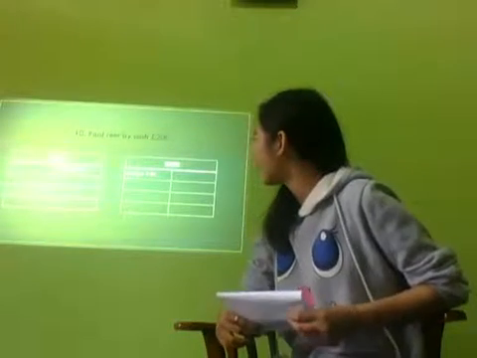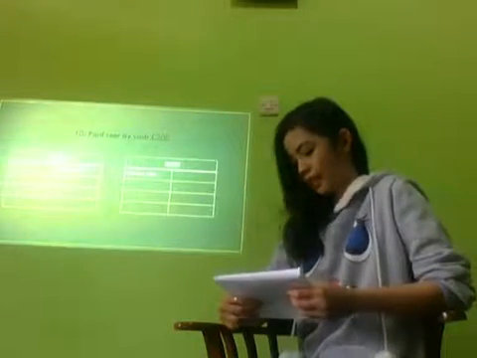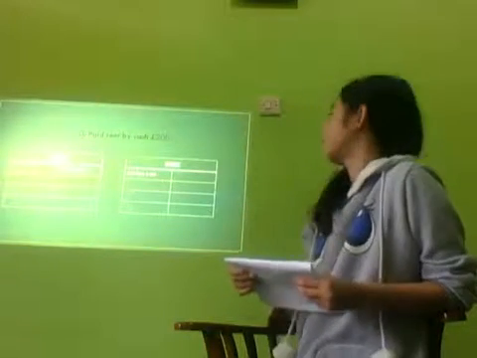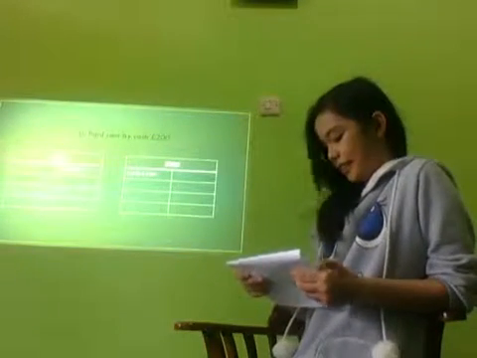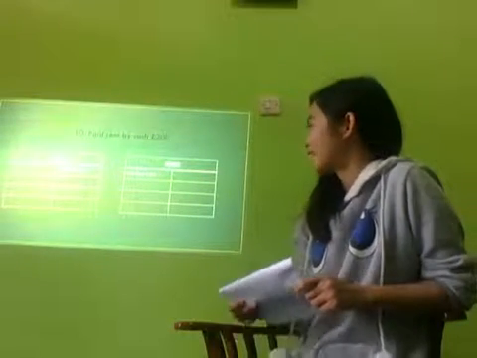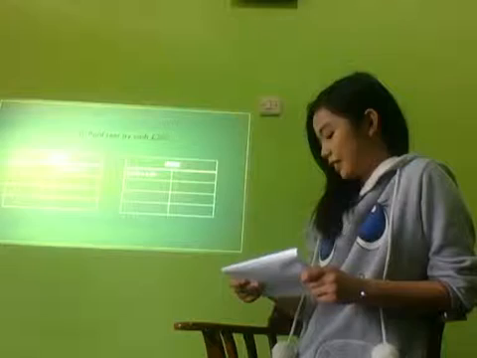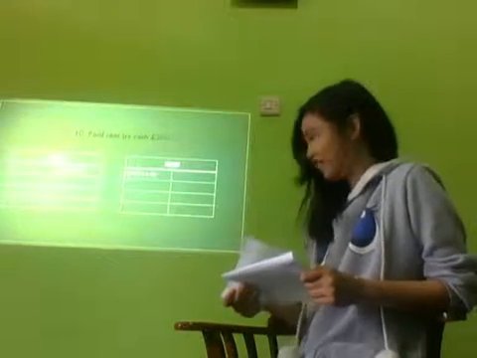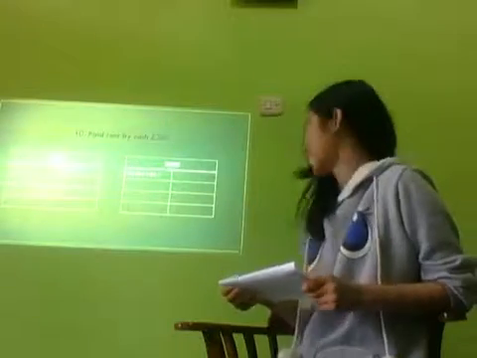Number 10. Paid rent by cash, $200. Cash decreased $200 and rent increased $200.